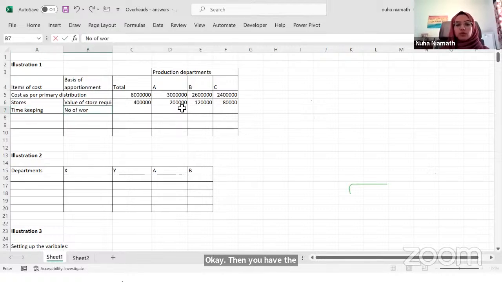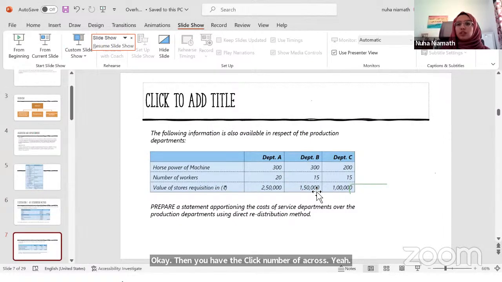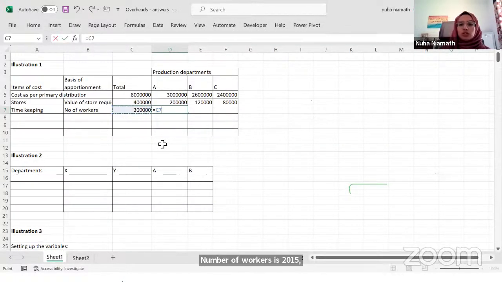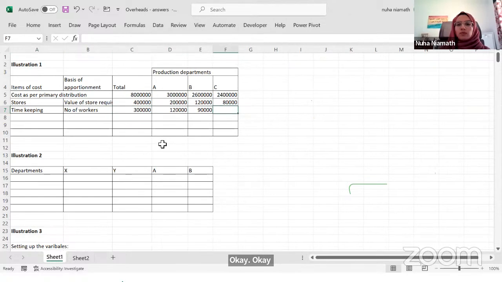Then we have time account, timekeeping. This is on the number of workers. We have a total of 3 lakhs. Number of workers is 20, 15, 15. So 20 plus 15 plus 15 will be 50. So 3 into 20 by 50, which is 1,20,000, then 3 into 15 by 50, and again 3 into 15 by 50.